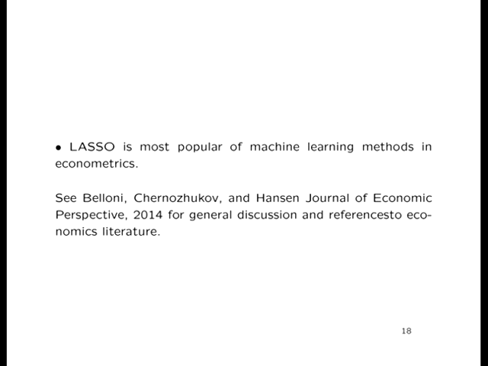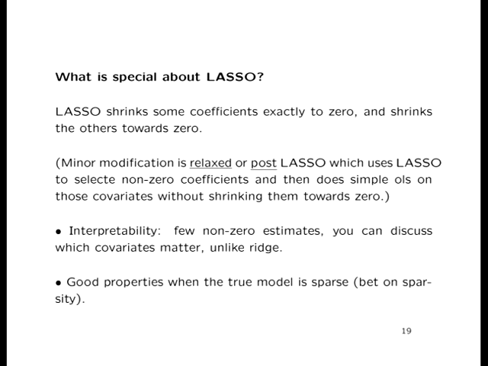Here's a general slide. This is actually one of the few methods that has made some inroads into econometrics. There's been a lot of work by Belloni, Chernozhukov, and Hansen. The Journal of Economic Perspectives paper gives a lot of references to that literature. So what is special here? There are a couple of features. One is the fact that it shrinks some of these coefficients exactly to zero, which makes it much more interpretable. In the end, if you do this with a couple of hundred regressors, in many cases you would just end up with 5 or 10, and you can actually look at which ones matter.